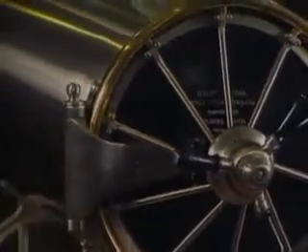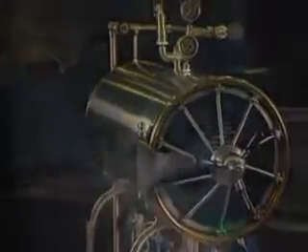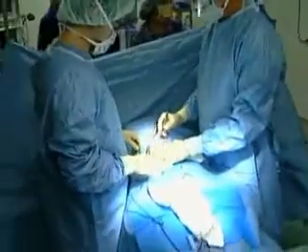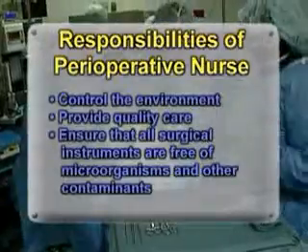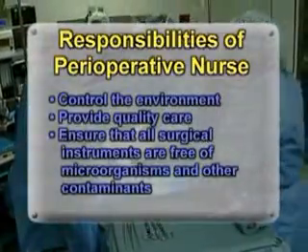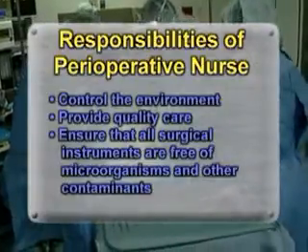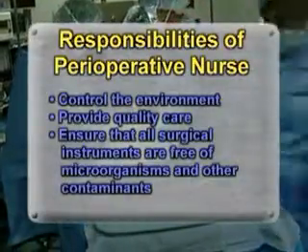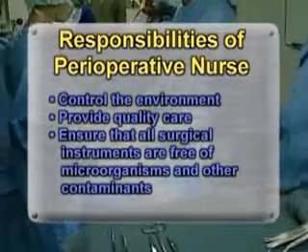The general goal of sterilization remains the same today as it did back in the late 1800s, when the idea of controlling the operating room environment first started to take precedence. Today's perioperative nurse has the responsibility of controlling the environment and providing quality care by ensuring that all surgical instruments are free of microorganisms and other contaminants that are capable of causing surgical site infections.